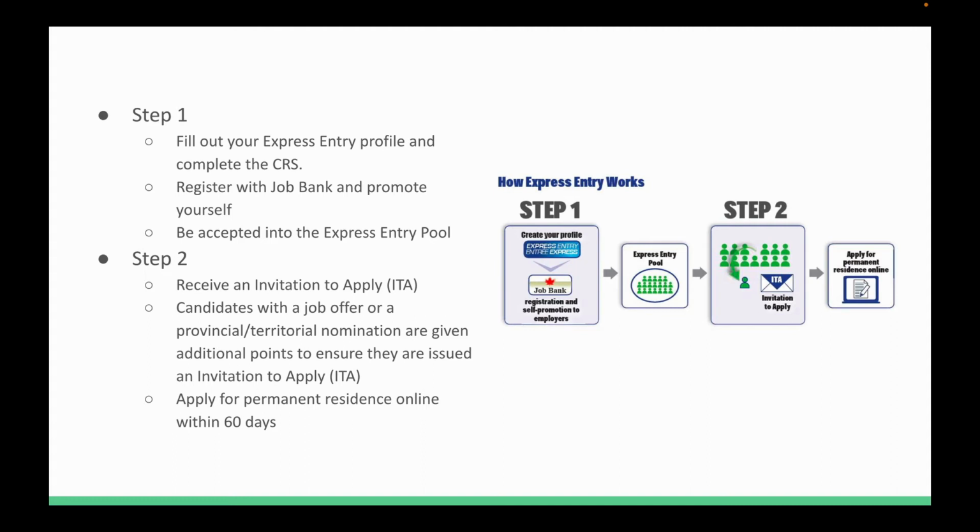Step number 2 is you receive an invitation to apply, an ITA. If you have a job offer from either a province or a territory, you're given additional points, and you can use that toward your ITA. And you can then apply for permanent residence online within 60 days. So a much, much faster process than what we were using with the points system. So you complete all of this, and then you pay your application fee. Now, the points system application fee was fairly expensive at approximately $1,000. This one is still, yes, it's still expensive, but not as much as $1,000.